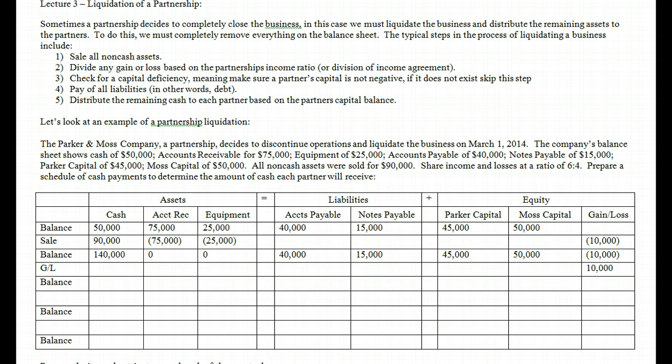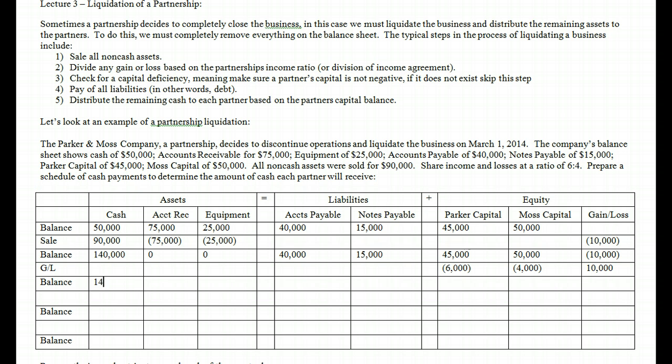All right. So now that we have our ratio written in there, we know that our income and losses are shared at a ratio of 6:4, which means 6/10 to 4/10, or 60% to 40%. So when we take that 10,000, and again, this is a loss, and we multiply that by 60%, which gives us 6,000. So of that, Parker is going to get 6,000, and then 4/10 or 40% is going to Moss. So Moss is going to take 4,000 of that loss. All right, so that's how we divide the income. We divide it based on the ratio.